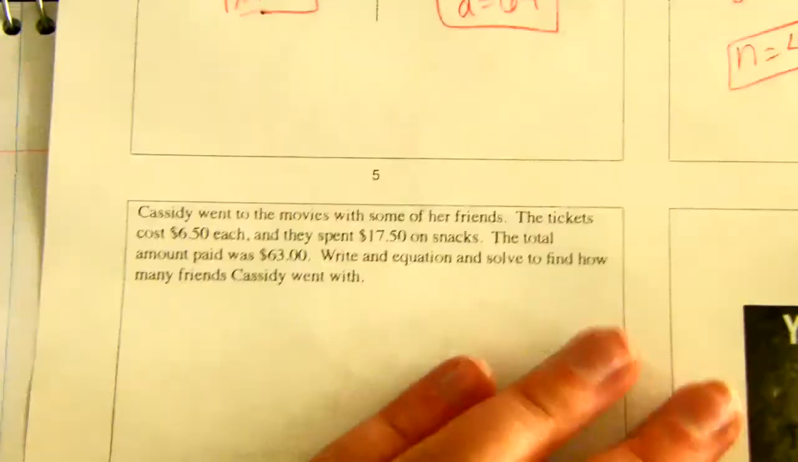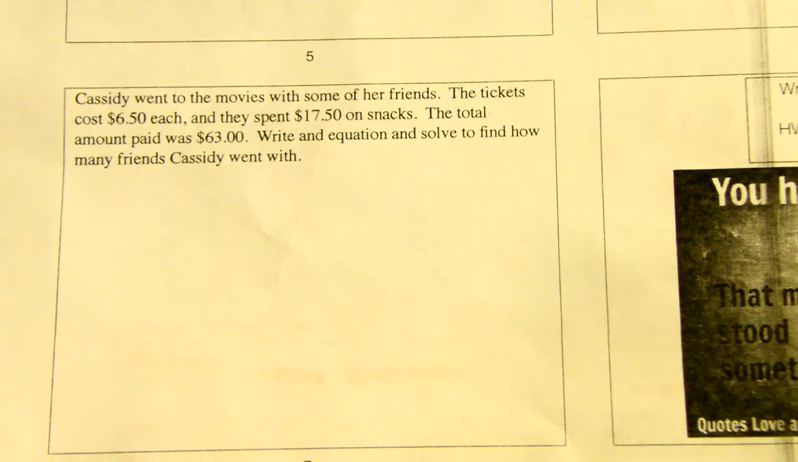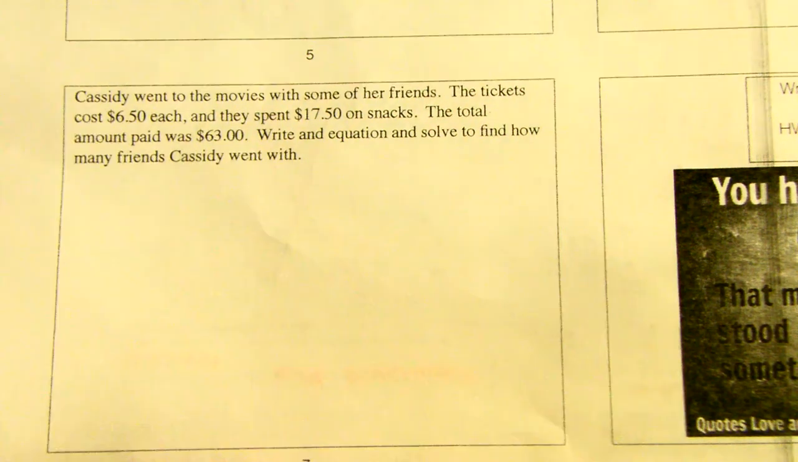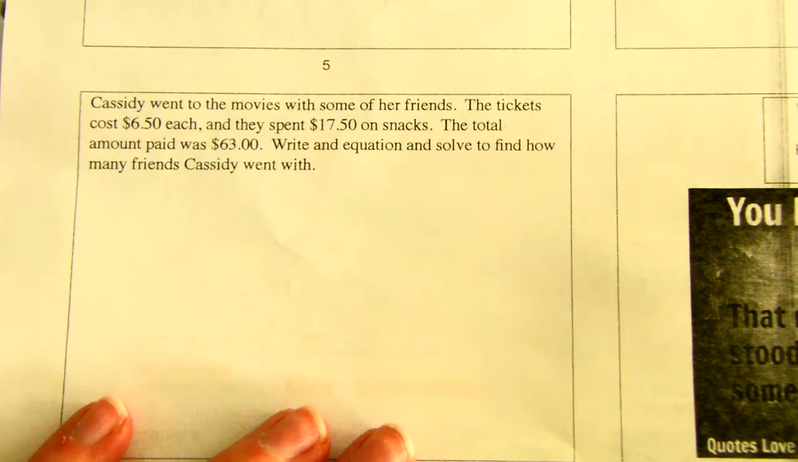Special one. One word problem, and then we're done. Cassidy went to the movies with some friends. We don't know how many. The tickets cost $6.50 each, and they spent $17.50 on snacks. The total amount paid was $63. Write an equation and solve to find how many friends Cassidy went with.